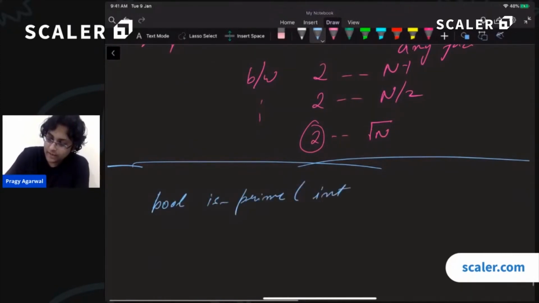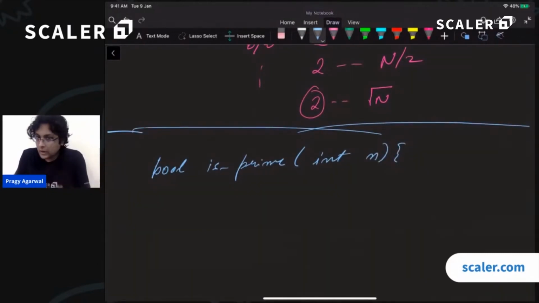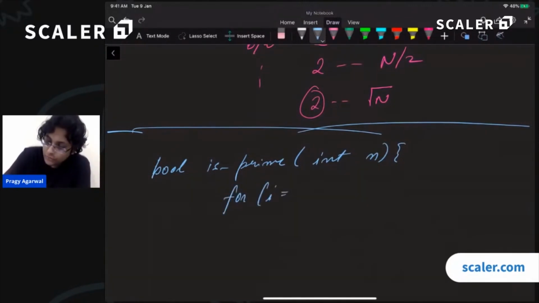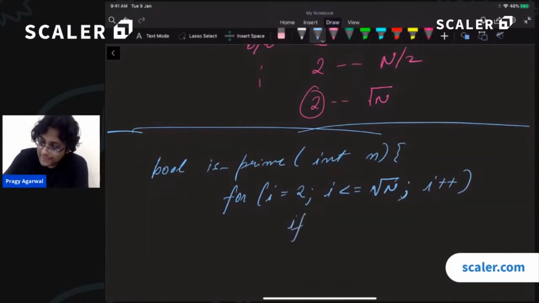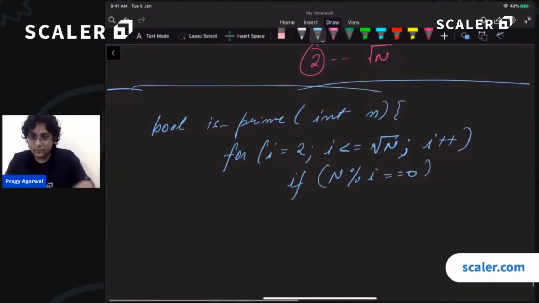We have an integer n, and now we don't need that count anymore, right? Because we are just checking if there is a prime factor or not, if there's a factor or not. So we can say for i goes from 2 all the way till square root of n, i plus plus. If there is any factor, if n mod i equals 0, if we did find a factor, then what can we say? Hey, we found a factor, so it must not be prime.